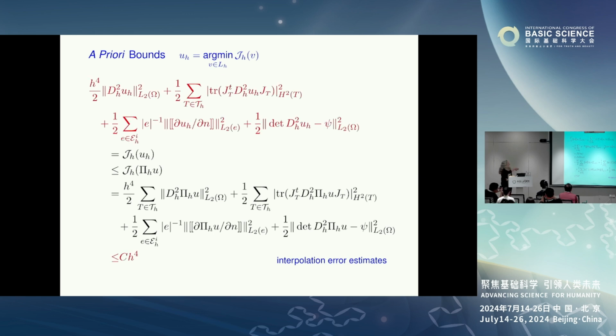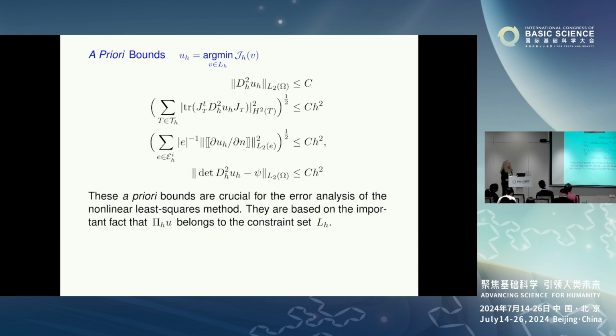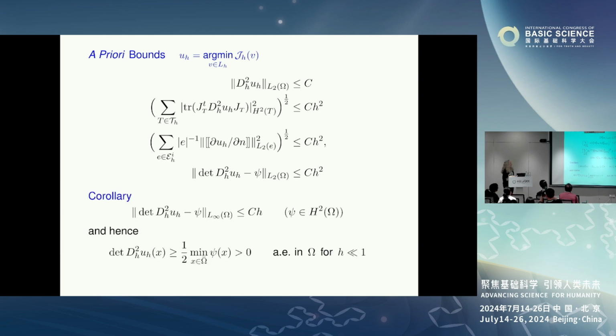So we have this inequality in red, which is equivalent to these four a priori bounds. So these a priori bounds are crucial for the error analysis of the nonlinear least squares methods. They're based on the important fact that pi hu belongs to our constraint set. It then follows from an inverse estimate that we have an L infinity bound that implies that the determinant of the Hessian of UH is strictly positive.